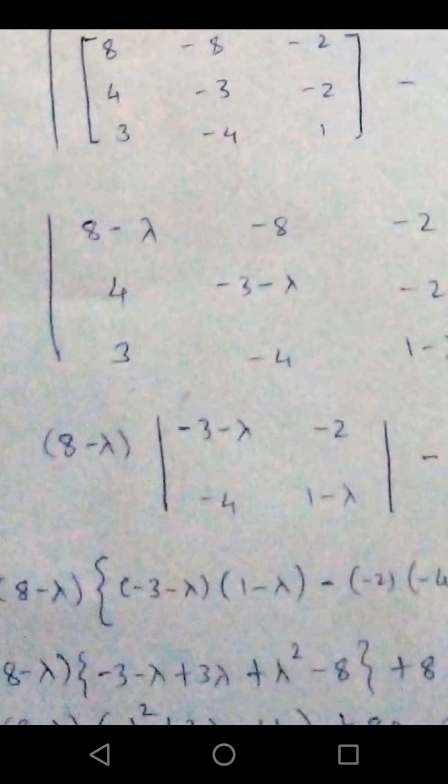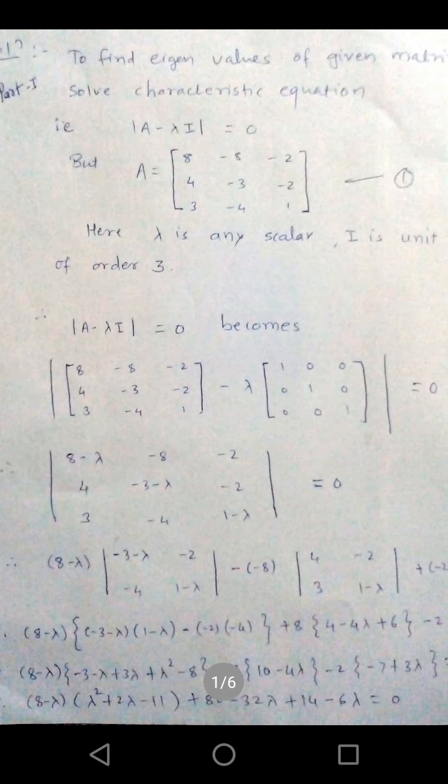So we have to expand this determinant along the first row and first column, so that we can write (8 minus lambda) into the minor [-3 minus lambda, -2; -4, 1 minus lambda], minus (-8) into the minor of -8, which is [4, -2; 3, 1 minus lambda], plus (-2) into the minor of -2, which is [4, -3 minus lambda; 3, -4], is equal to 0. So this is the expansion of the determinant along the first row and first column.